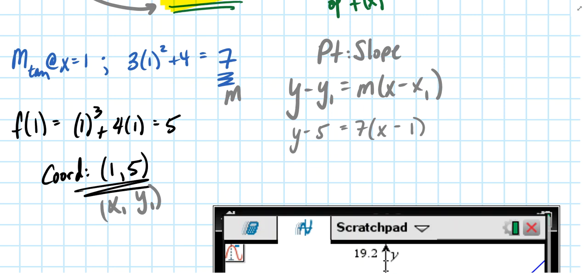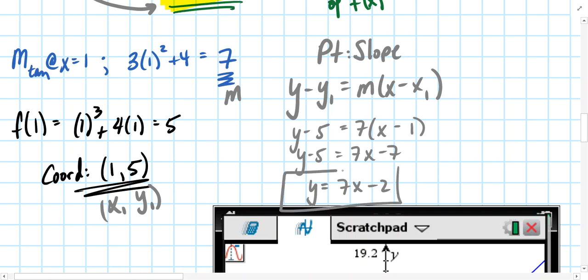So there's our substitution, distribution, and isolation of the y variable. And now, instead of point slope formula, we have our slope intercept formula, which is much more common when graphing linear equations.